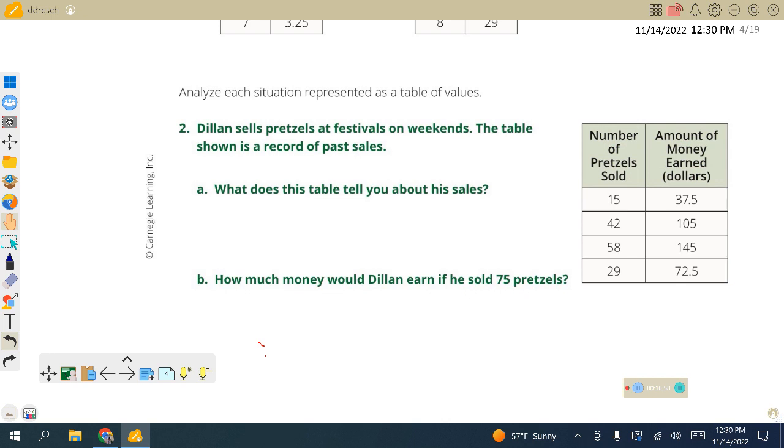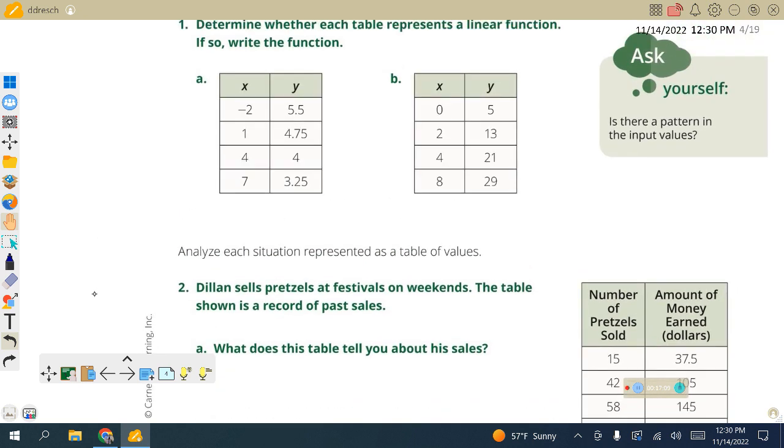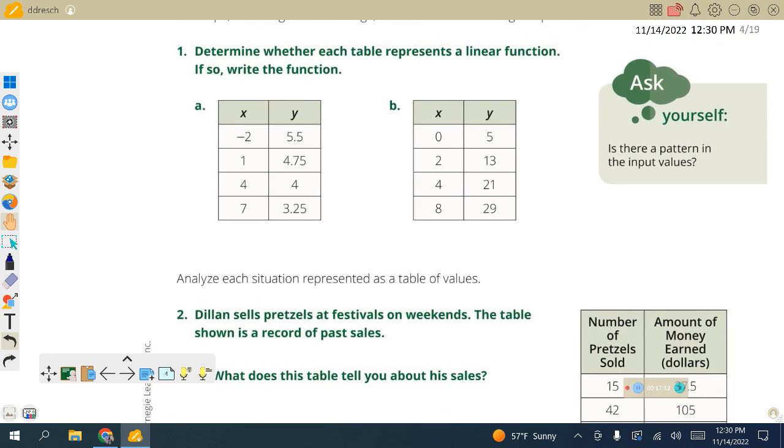So anyway, right here, I just see a jumble of numbers. Nothing kind of jumps out at me on that. So we've got our work cut out for us today. So let's go back up. Let's talk about that table. All right, let's do this, 5.5 to 4.75.